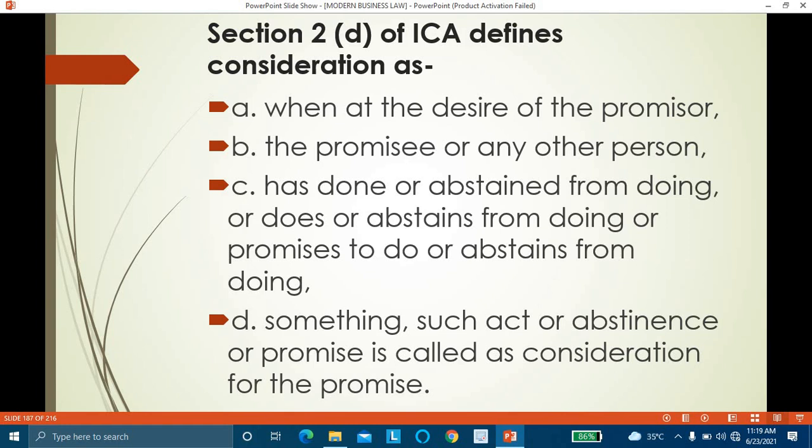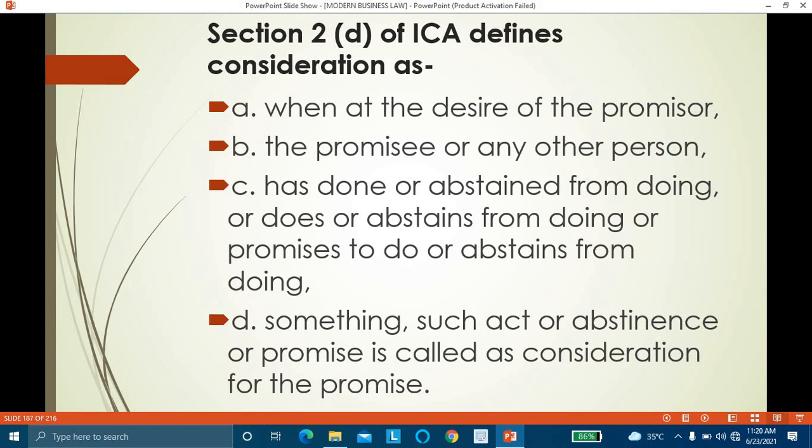Fourth point is something. Such act or abstinence or promise is called consideration. Act means it is doing something. Abstinence means even not doing something, or forbearance, is also called consideration. So doing something as well as not doing something is also a consideration. So when at the desire of the promisor, the promisee or any other person has done or abstained from doing, does or abstains from doing, promises to do or abstains from doing something, such act or abstinence or promise is called a consideration for the promise. So this is the definition of consideration.